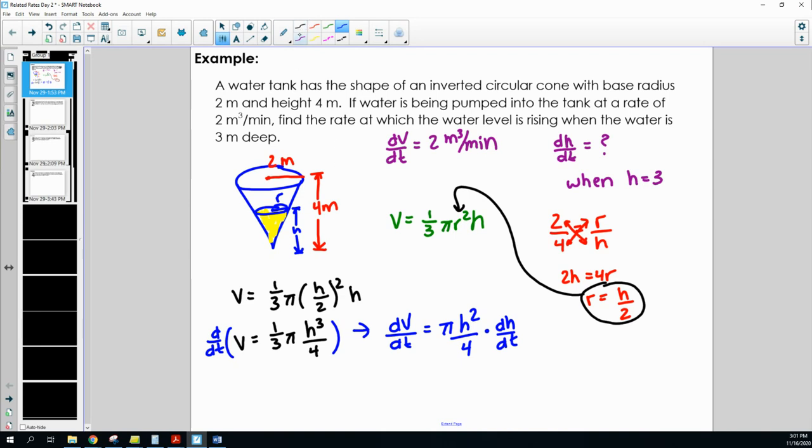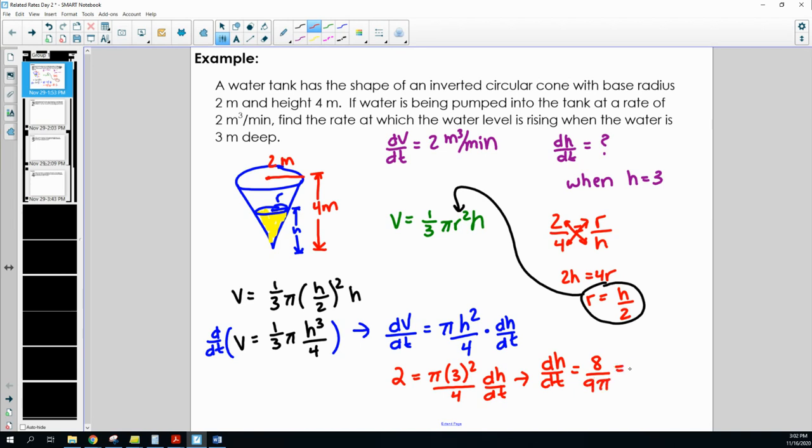So now, once we found the derivative, we can plug in stuff we know, and we're trying to solve for dh/dt. So dV/dt is 2, pi is pi, h is 3, and then dh/dt is what we're trying to find. Okay, so we can multiply by 4, so we get 8 on this side, and then divide by the 9 pi to get dh/dt by itself. So dh/dt is equal to 8 over 9 pi.